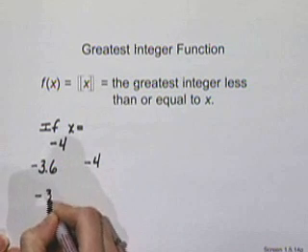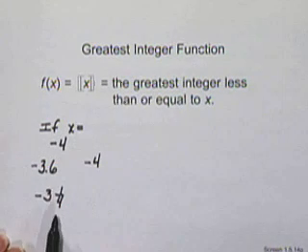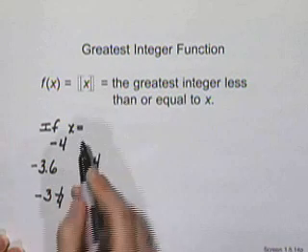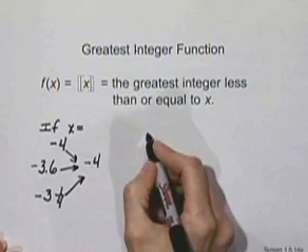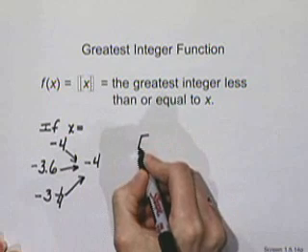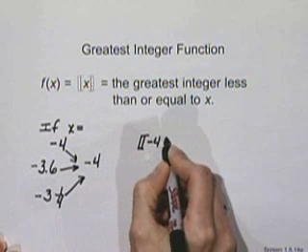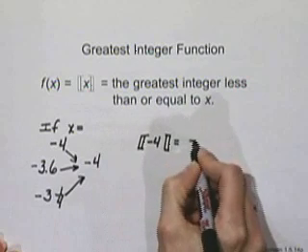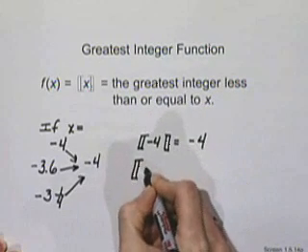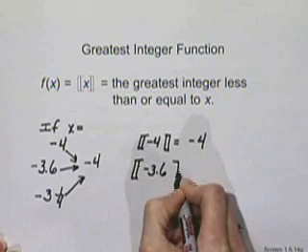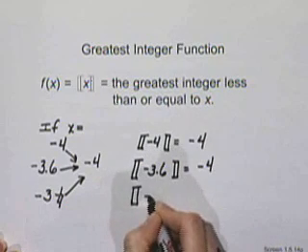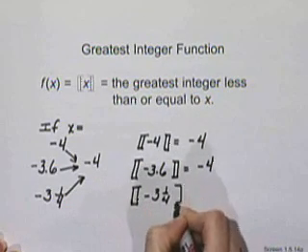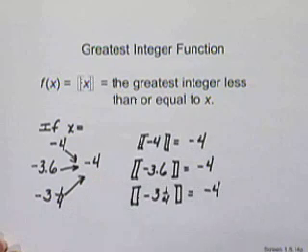Suppose x equals -3 1/4. The greatest integer less than or equal to -3 1/4 is -4. So all of these x values have the same y value. So we would say that in this notation, the greatest integer value of -4 is -4. The greatest integer value of -3.6 is -4. The greatest integer value of -3 1/4 equals -4. Let's look at a few more of these.